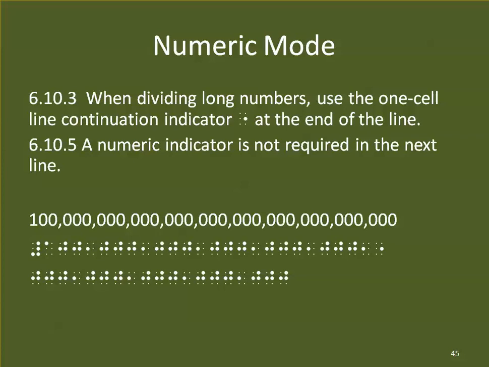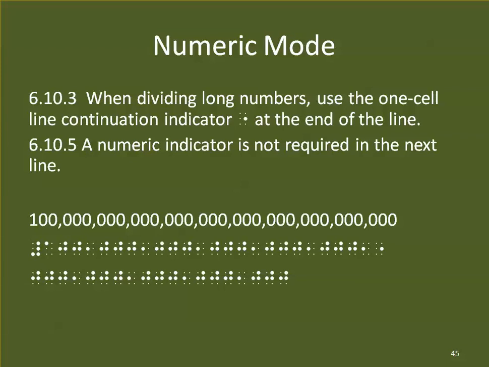When dividing long numbers, use the one-cell line continuation indicator, which is dot 5. As I said, UEB is fond of very long labels for things. So that dot 5 we put at the end of the line to say that the number is continuing onto the next line. Since we've already told the Braille reader that it's a number and it's continuing, we don't need a numeric indicator on the next line or lines.